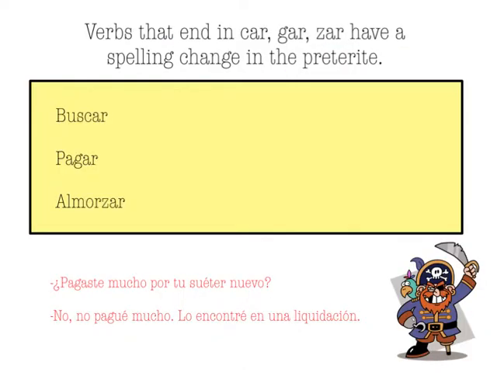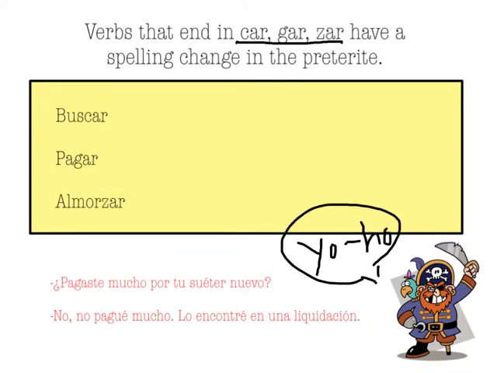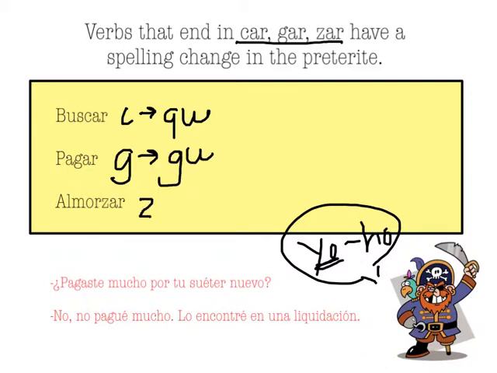The last thing that I'd like to talk about today is verbs that end in car, gar, zar, which have a spelling change in the preterite. You guys might remember our little pirate friend. Car, gar, zar are our pirate verbs in Spanish. And remember that pirates say yo-ho. So we're only going to change these in the yo form, in the preterite tense. In buscar, the C changes to a QU. In pagar, the G changes to a GU. And in almorzar, or anything else ending in zar, the Z changes to a C.